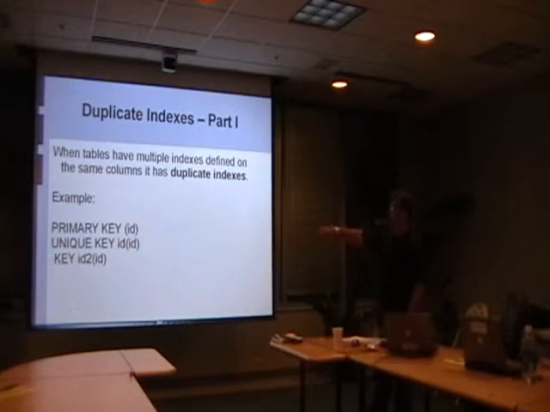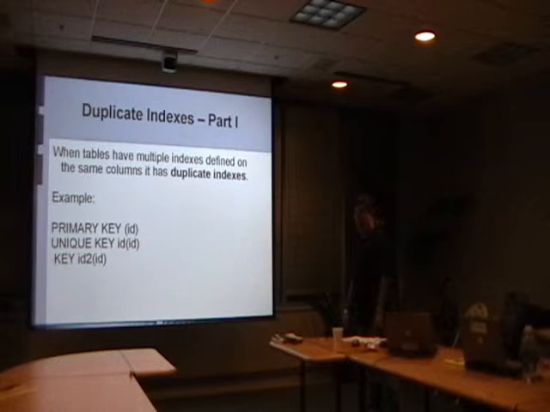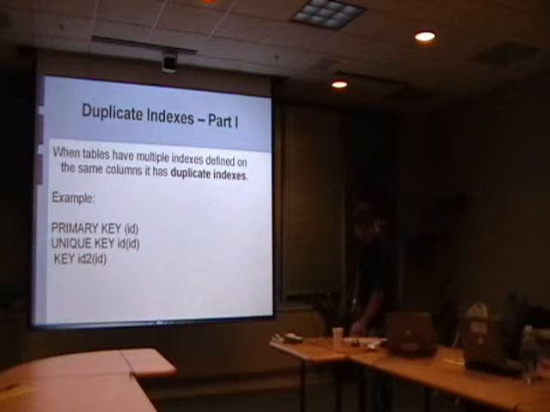As an example, these are your indexes defined on some table. You've got a primary key of ID, a unique key on that same column called ID, and another key, just a regular index called ID2, defined on that same column. Okay? These are all duplicates. Why do people do this? I don't really know, but they do.